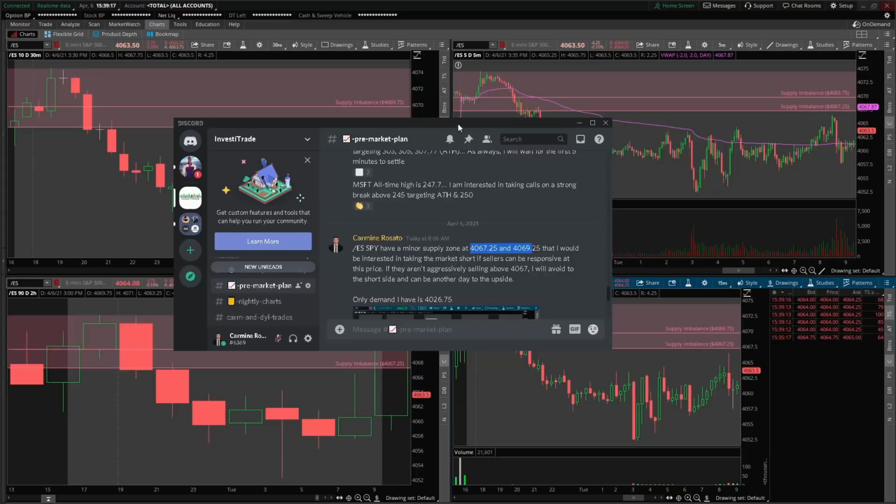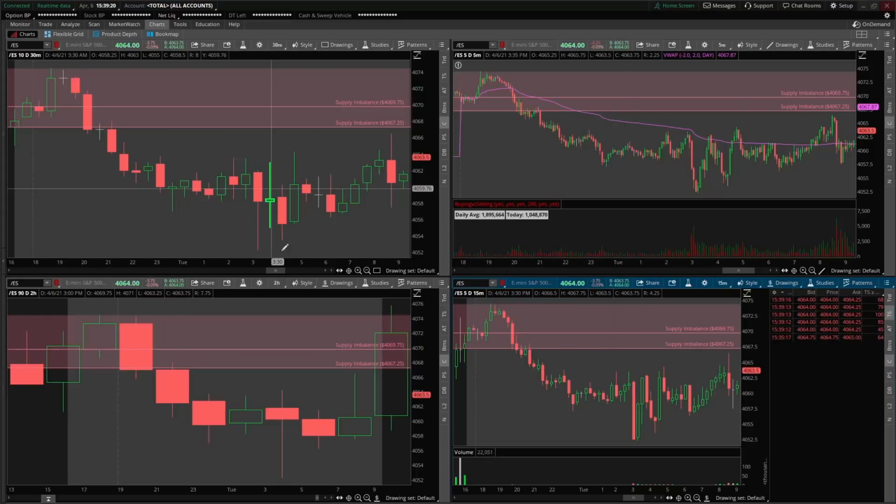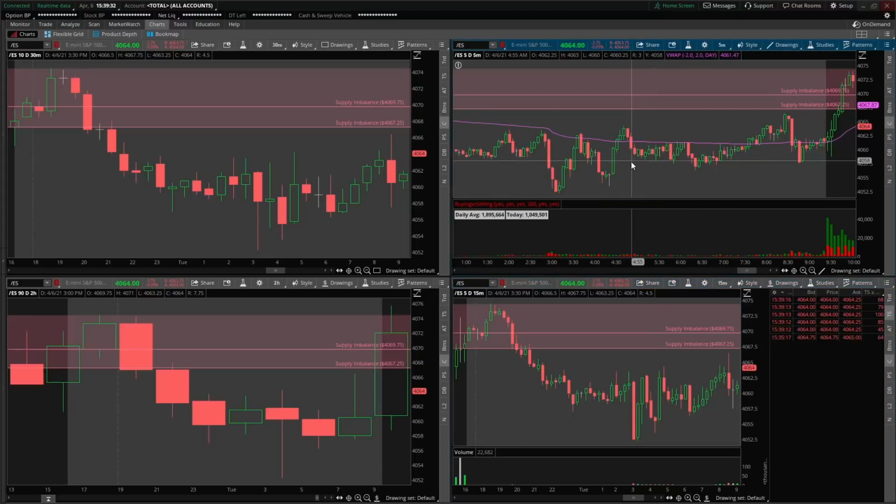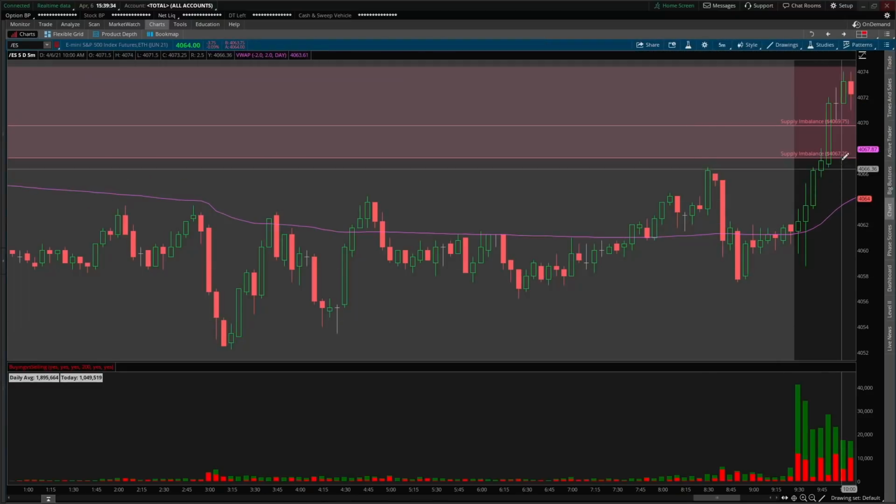Same demand from yesterday's plan, which is a little lower. So this is what the market looked like pre-market. We were kind of flat, and flat pre-market basically says that the market's balancing out, and the rules are basically to take away from balance. So then the market opened up and we started rallying into that 4,067 supply zone and 4,069.